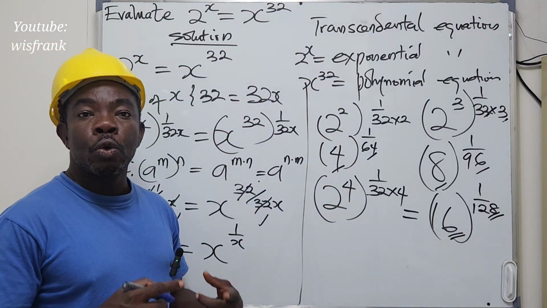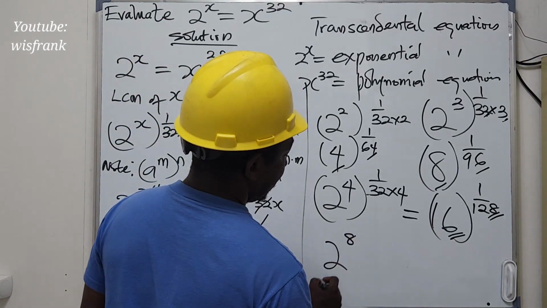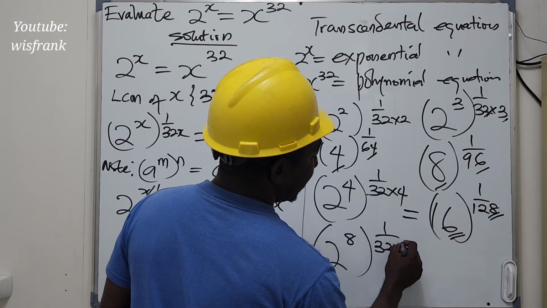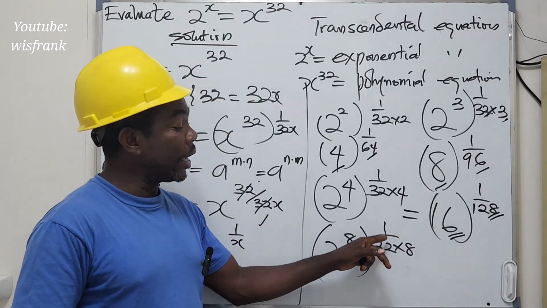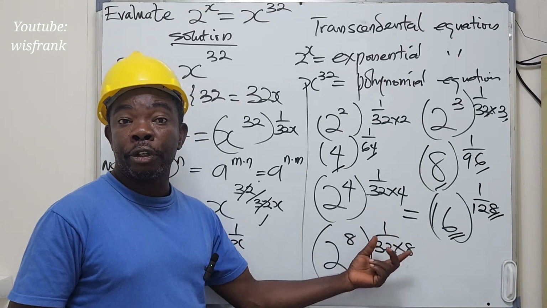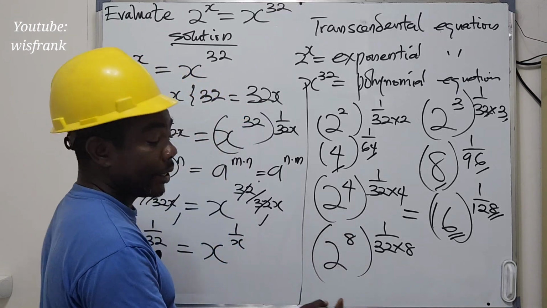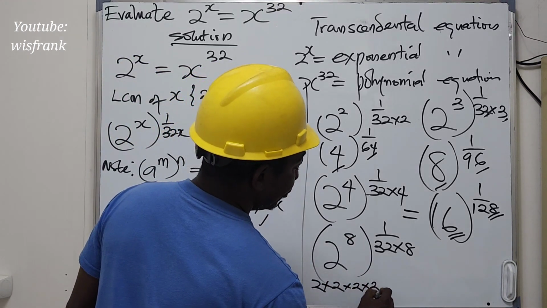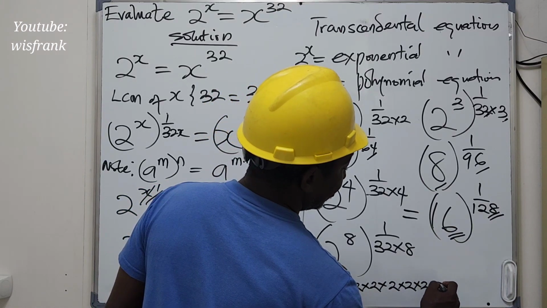Let us see 2 to the power of 8. If we have 2 to the power of 8, then we have 1 all over 32 times 8, because what we multiply to the base, we still have to multiply by the denominator of the power. So if you look at this, 2 to the power of 8 is the same thing as 2 times 2 times 2 times 2 times 2 times 2 times 2 times 2.